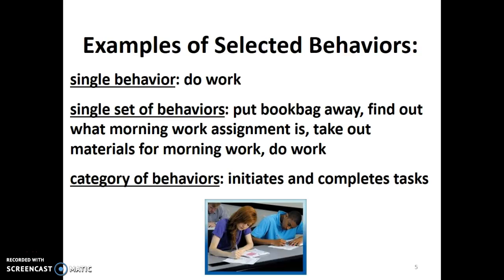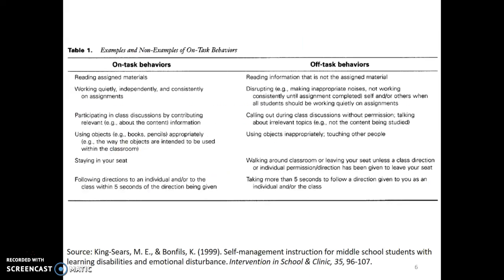Some examples of selected behaviors are, for a single behavior, do work. A single set of behaviors: put your book bag away, find out what morning work assignment is, take out materials for morning work, and do work. A category of behaviors, however, could be initiates and completes tasks. Any of these can be used for self-management. It's usually better if you define, describe single behavior or a single set of behaviors, and all of them are under the category of initiates and completes tasks.